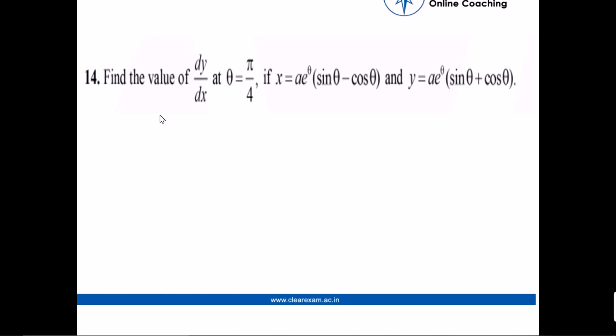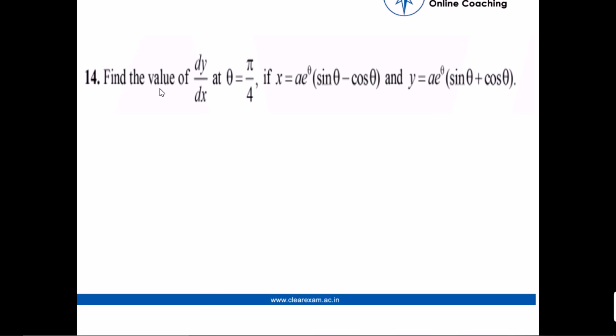So our 14th question is: find the value of dy by dx at theta equals pi by 4, if x equals a e to the power theta (sine theta minus cos theta), and y equals a e to the power theta (sine theta plus cos theta).